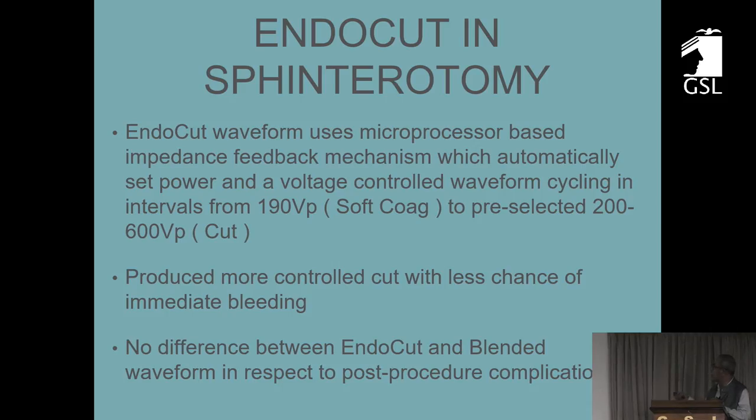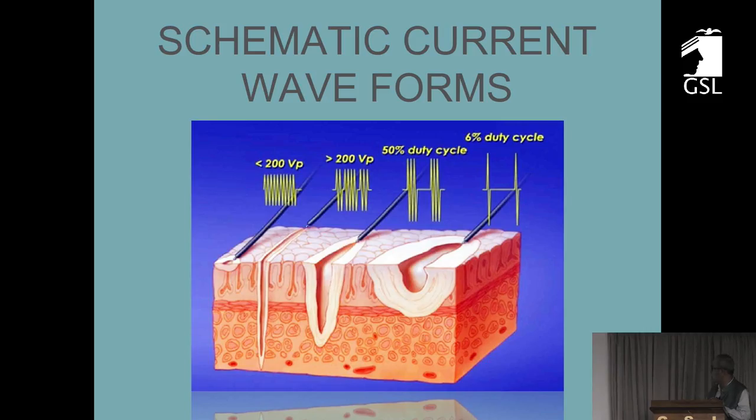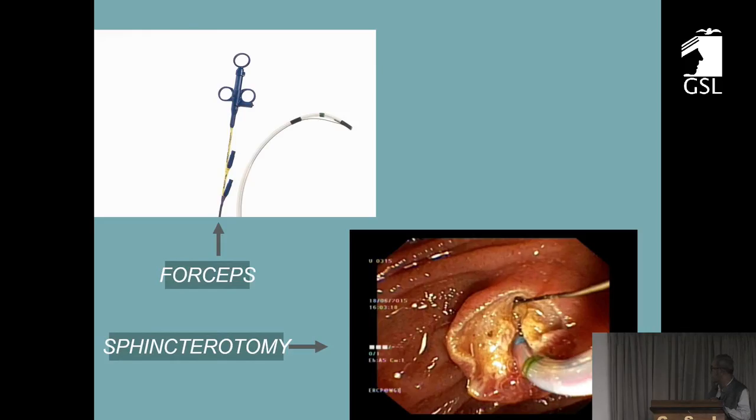Some people use an endocut in sphincterotomy, and the endocut waveform uses a microprocessor based impedance feedback mechanism, which automatically sets power and voltage controlled waveform cycling in intervals from 190 Vp to pre-selected 200 to 600 Vp. It produces more controlled cut with less chance of immediate bleeding. No difference has been seen between endocut and blended waveform in respect to post-procedure complications. So these are the different settings, how it affects. These are the forceps. You have seen the sphincterotomy forceps.